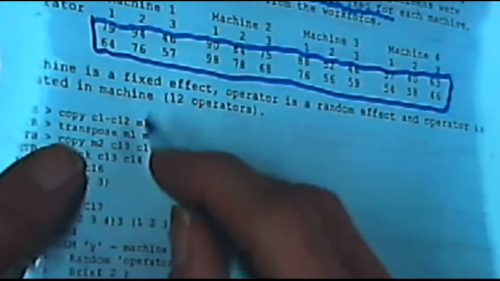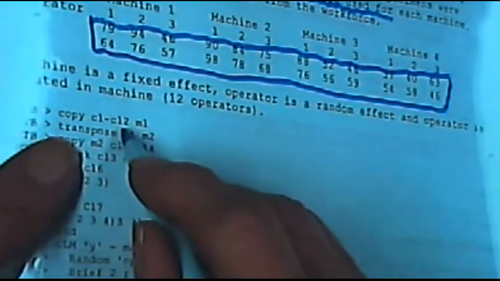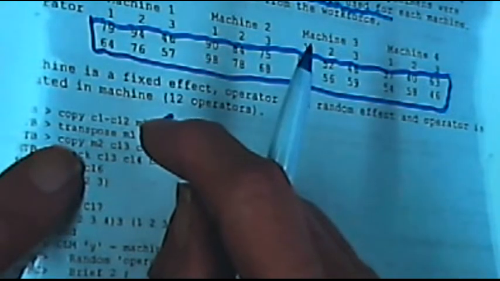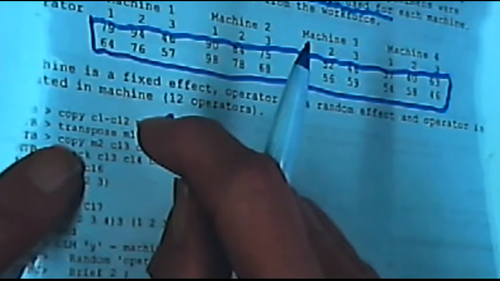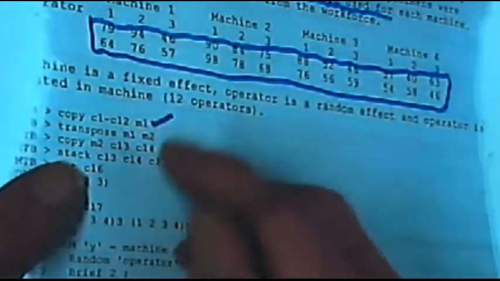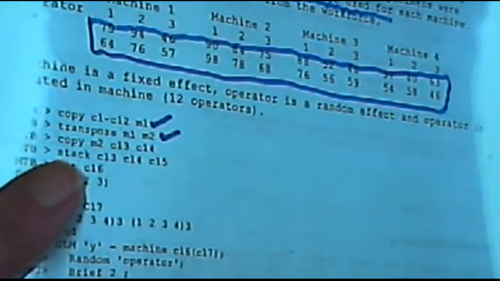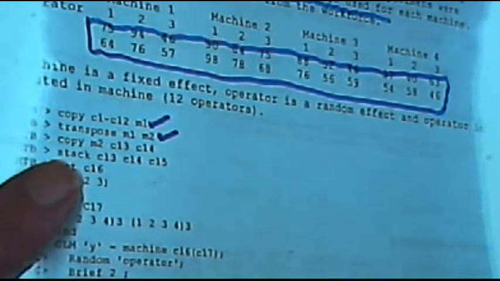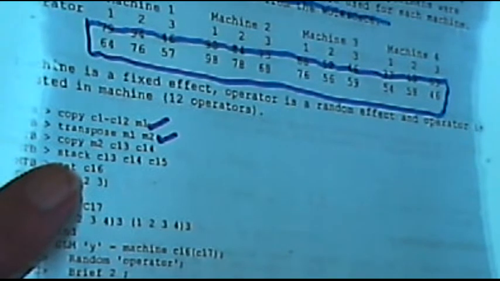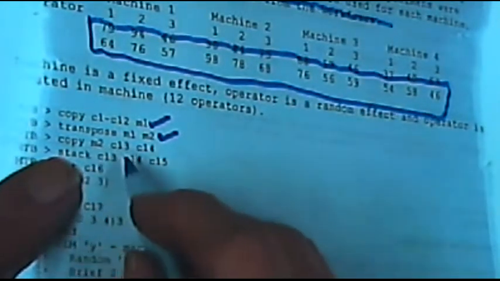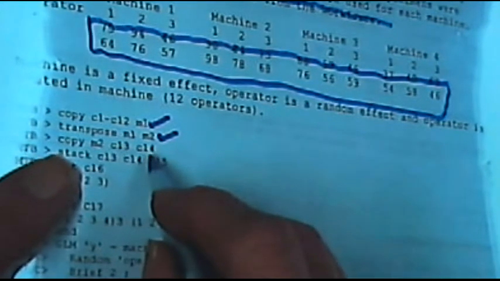Okay. So I copied column 1 through column 12, and I put it in matrix M1. So M1 is a matrix with 2 rows and 12 columns. Then I transposed M1 and put it in M2. So imagine M1, transpose it. Now it has 2 columns and 12 rows. So that's M2. Then copy M2 into C13 and C14.